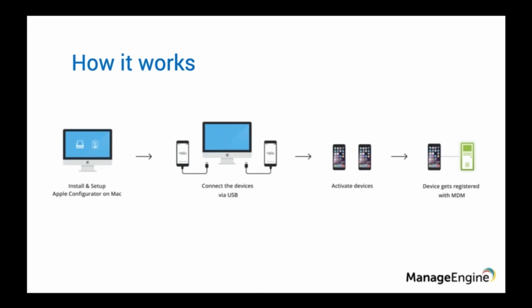This is how it works. You need to install and set up Apple Configurator on your Mac, connect the devices via a USB hub to your Mac, and apply the device management settings onto it. Once the devices are activated, they will get registered with MDM.